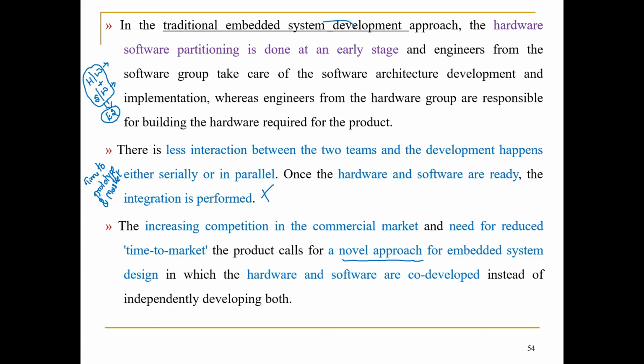Whatever we have studied here is with respect to the traditional day, and what is happening right now is a co-design process where hardware and software are combined together, just to make sure that your product comes to the market in a very short period of time and you get sufficient time to make your product grow in the market.